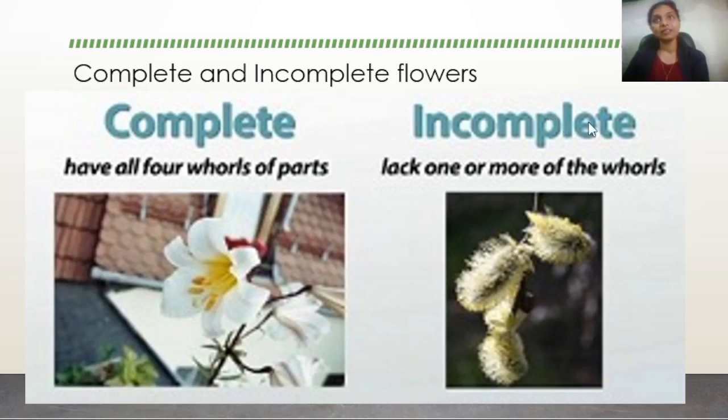In some plants, they have incomplete flowers. That is, they have 2 types of flower. One flower will have only the sepal, the petal, and the stamen, and another type of flower will have only the sepal, the petal, and the carpel or the pistil. That is the female part. For plants which have incomplete flowers, not a single flower will have both the pistil as well as a stamen. So I hope you have understood the difference between complete and incomplete flowers. Flowers which have all 4 whorls of parts are called complete flowers. Flowers which lack one or more of the whorls are called incomplete flowers.